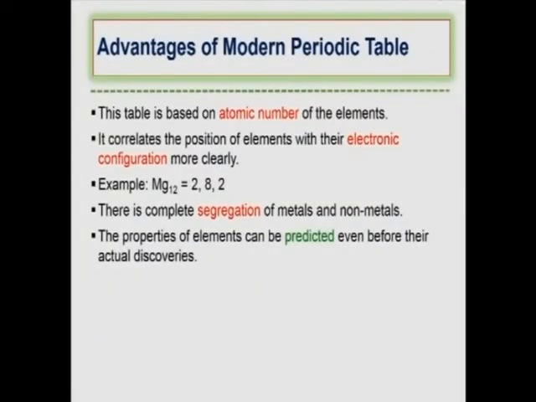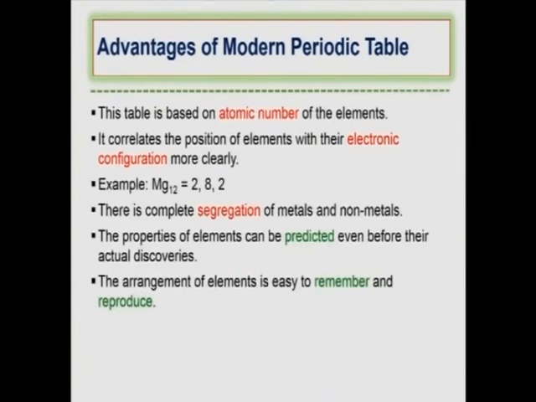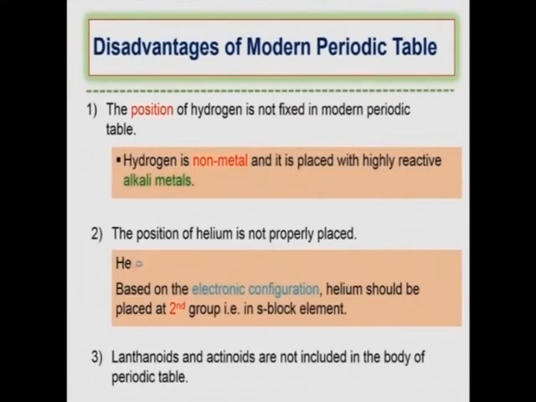And the third one is that we can easily segregate metals and non-metals. Likewise, in the modern periodic table we can predict the elements or the properties of the elements even before their actual discovery. The arrangement of elements is also easy to remember and reproduce in the modern periodic table. So these are the advantages of the modern periodic table.